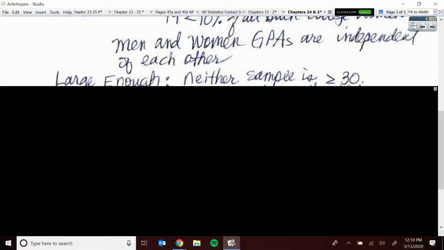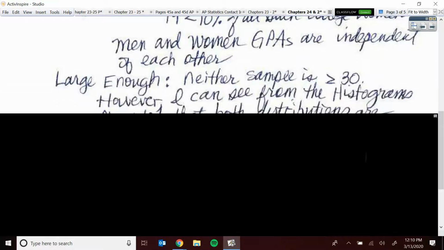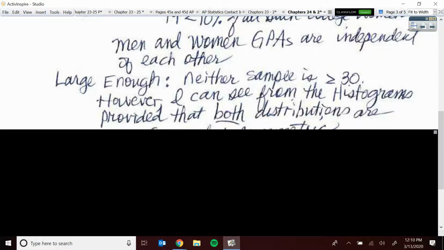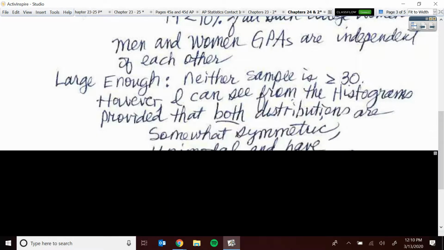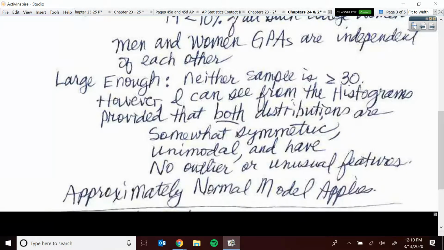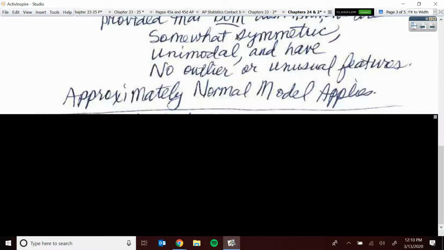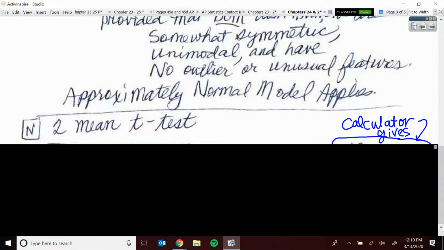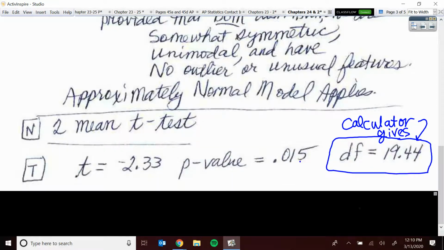But they give us the histograms. So thank God we didn't have to do them ourselves. However, I can see from the histograms, provided that both distributions are somewhat symmetric, unimodal, and have no outliers or unusual features, so the approximately normal model applies. So there's that assumption. So this is a 2 mean t-test. And there's our t-score, negative 2.33. P-value is 0.015. Must include the DF.